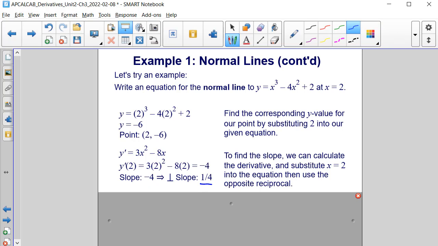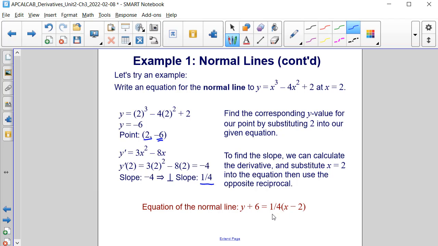Now we have our slope 1/4 and we have our point 2, negative 6. So we can substitute these values into the point slope formula. So we'll have y plus 6 is equal to 1/4 times x minus 2. And that's the equation of our normal line.